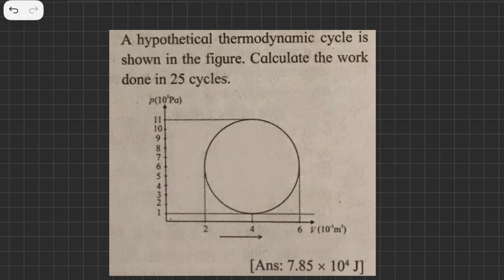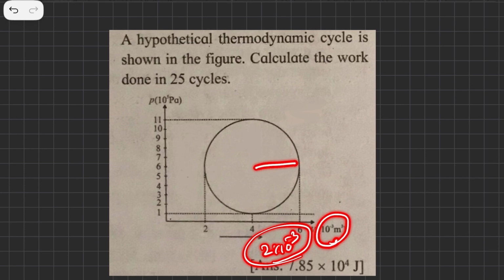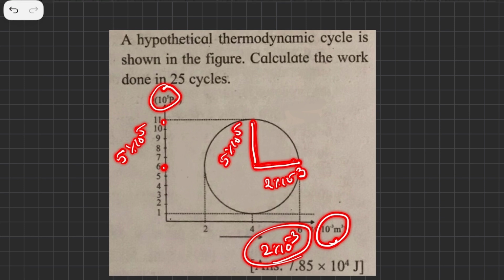Now at first impression, it appears to be a circle, but it is not a circle. If you see, this is 4 plus 6 minus 4, that is 2, so this is 2 into 10 raised to minus 3 because there is a multiplying factor. And if you check this side, this is 6 and this is 11. So 11 minus 6 is basically 5, and the multiplying factor is 10 raised to 5. So this one is 5 into 10 raised to 5. It is clearly visible that this side and this side are not the same.